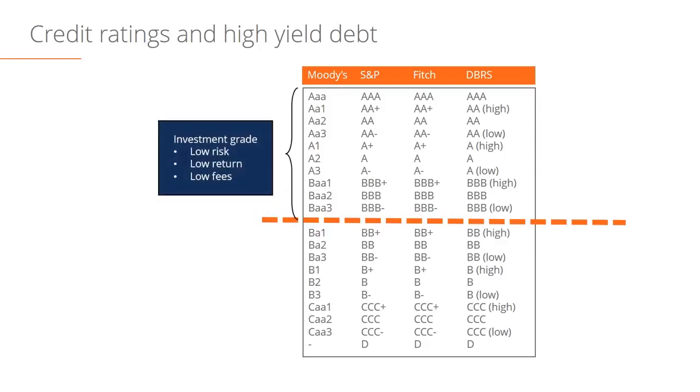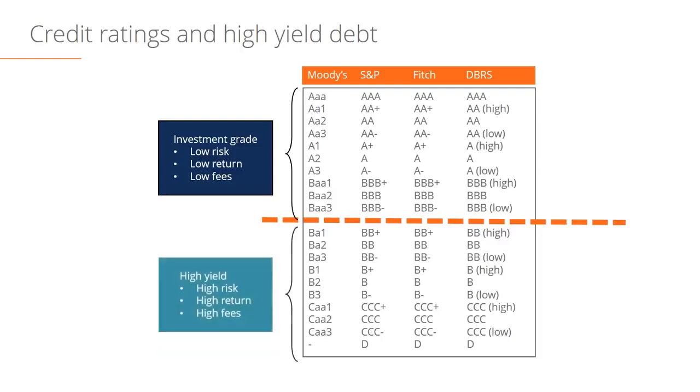So at the top, these investment grade are lower risk and therefore lower returns and lower fees, a much larger and more liquid market. And then on the non-investment grade or high yield or junk bond, you have these higher risk and yet higher return and also higher fee types of bonds. So this is where high yield debt comes in on the bottom half of this table.